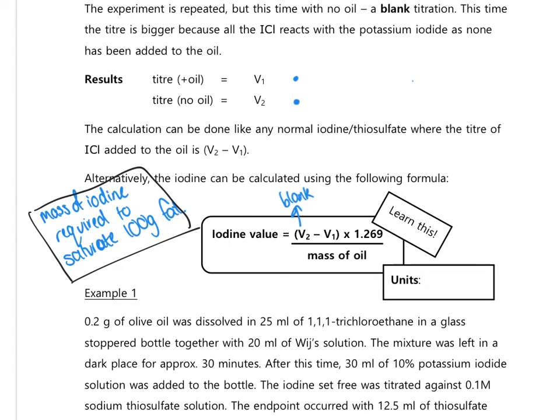Did you not find the units from the equation? So it's the mass of iodine, just grams. Per 100 grams of fat, required to saturate 100 grams of fat. Come on, remember this? Mass of iodine required to saturate 100 grams of fat. So what's the rest of the units going to be?